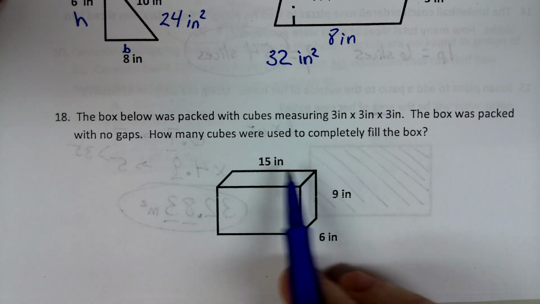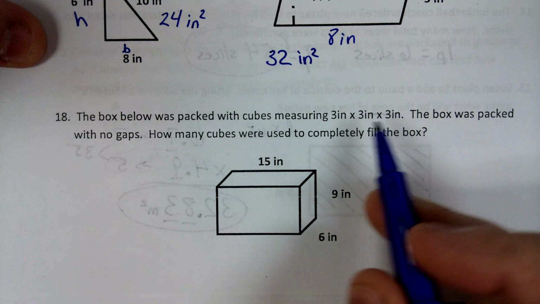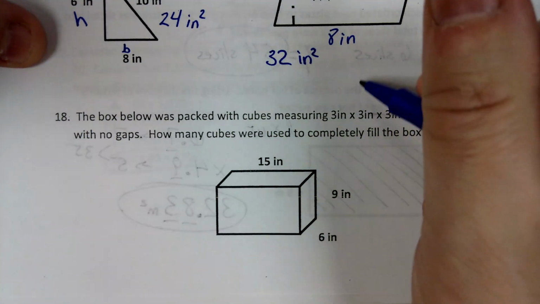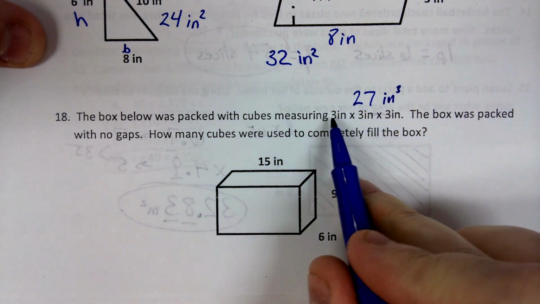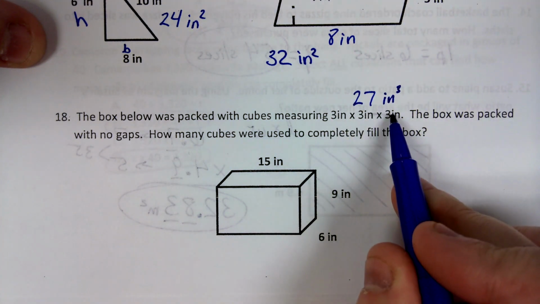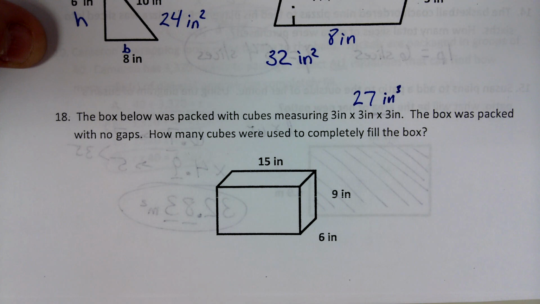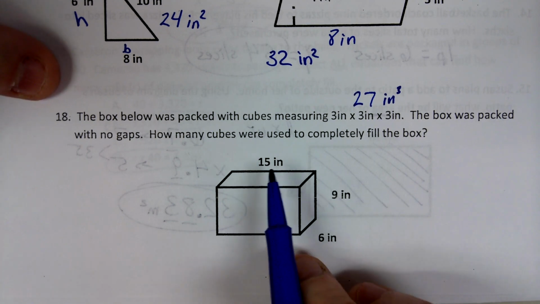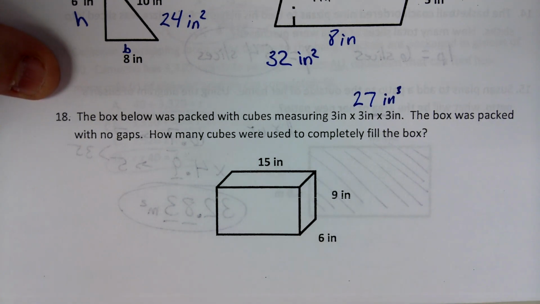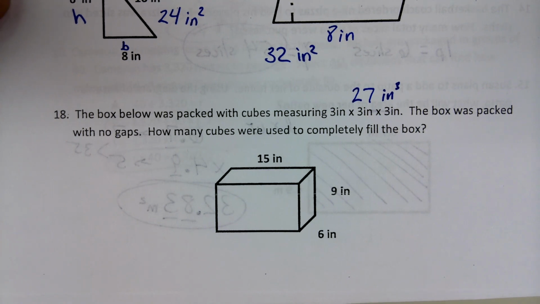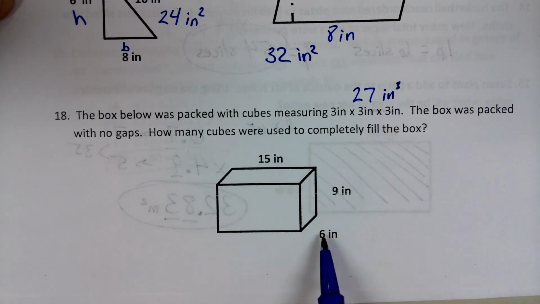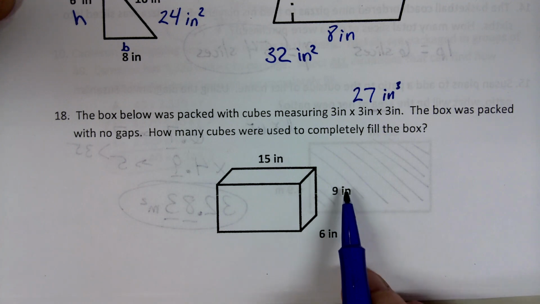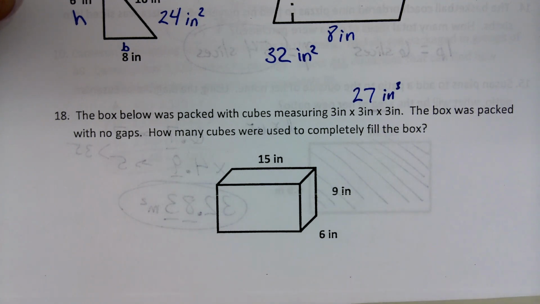So first, I've got to find the volume of this big one. The volume here is pretty easy. 3 times 3 times 3 would be 27 cubic inches. 3 times 3 is 9, times another 3 is 27 cubic inches. And then with this one, 15 times 9 times 6, here's a good mental math tip. Look for those friendly combinations. If I see a 15, 5, and 6, I know that's going to get me a 0 at the end, which will make multiplying by the 9 a little bit simpler.